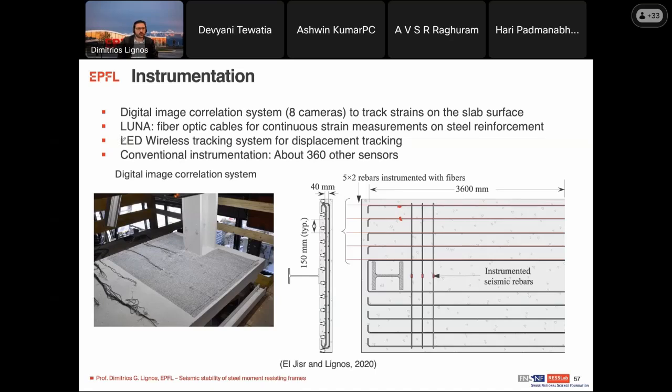We also used the LED system to track displacements, especially at large deformations. This is very important because this system can give you displacements in a wireless manner. But also we used conventional instrumentation. In total, we had about 360 sensors.